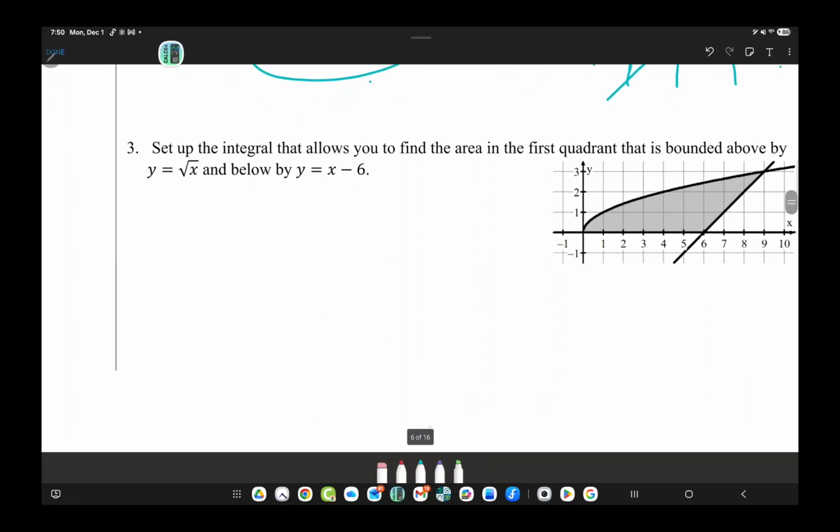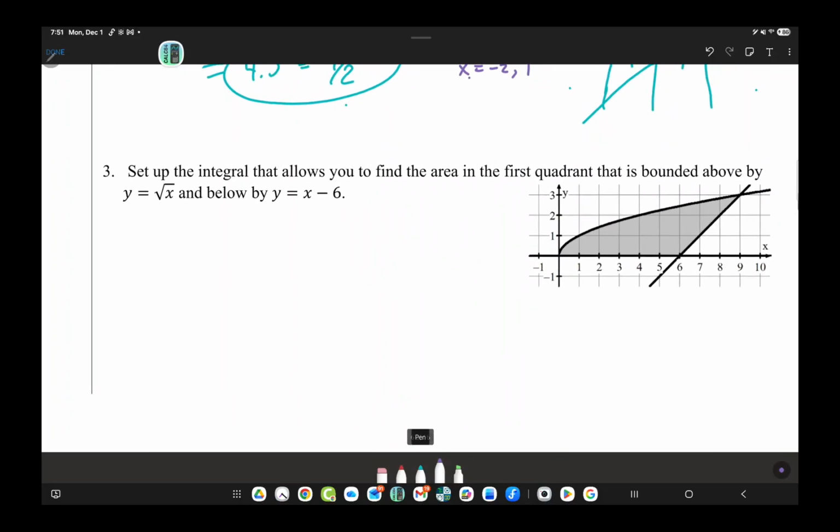Now, this question is about just setting up the integral. The problem here is I want to find this shaded area. Well, the greater function is pretty obvious. This right here is the greater function, so this is your f of x. This will be your g of x, except this was not always g of x. My greater function is easy to determine. Right there, that's the greater function, y equals square root of x.